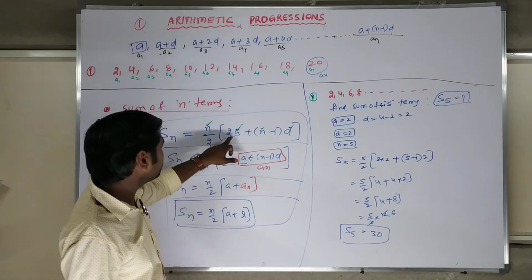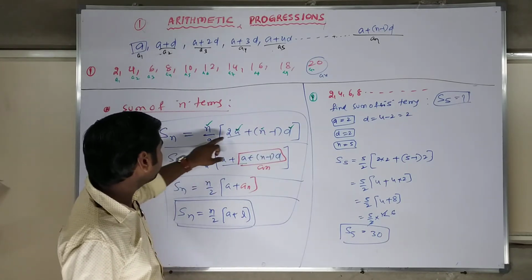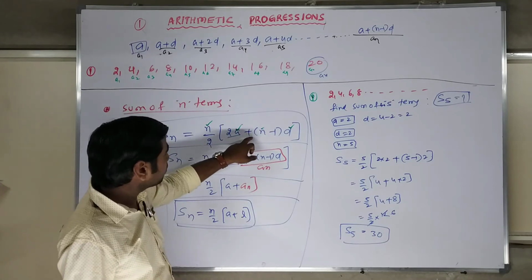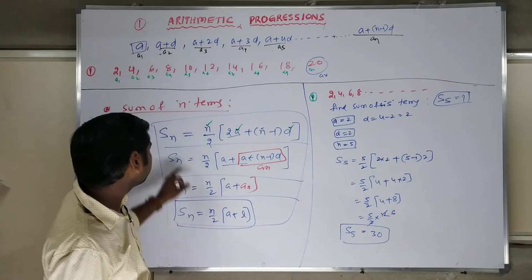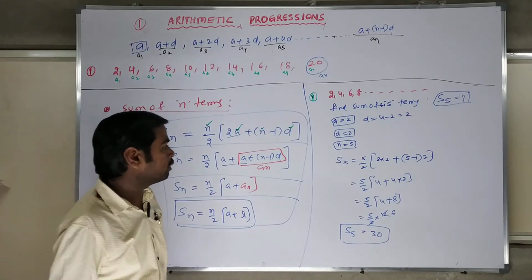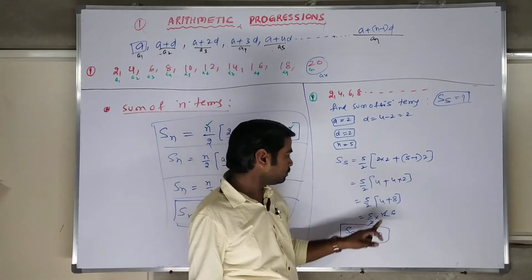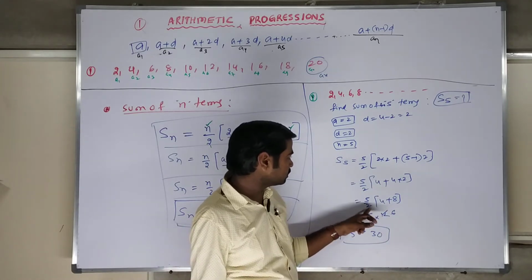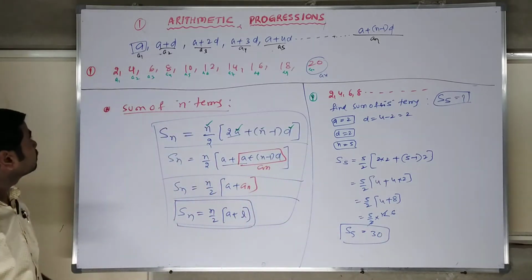We got 30 only. So something we are missing, once again I'll check it out. n by 2 into 2a plus n minus 1 into d. So n by 2 means 5 by 2, we got 2 into 2 plus n minus 1 into d. n means how much are you getting? 5. 5 minus 1, 4. 4 into 2, 8. 8 plus 4, 12. 2 6s are 12, so 6 5s are 30. We got the summation of 5 terms is 30.